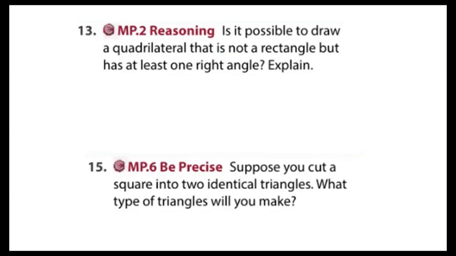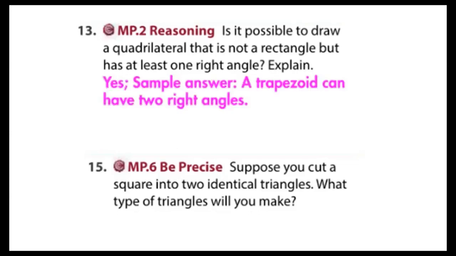Sure, I can do that. Yes. What is the name of the shape that satisfies the question here? It will be a trapezoid. It can have two right angles inside, not just one. Okay. So here is my answer. Yes, a trapezoid can have two right angles. It asked for at least one, I drew two, so it's better.